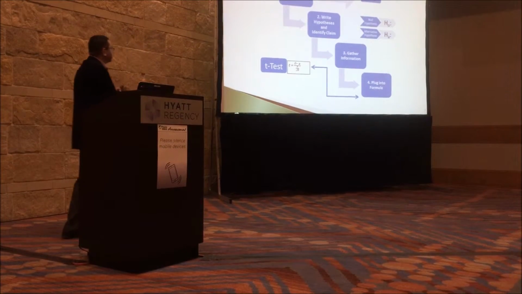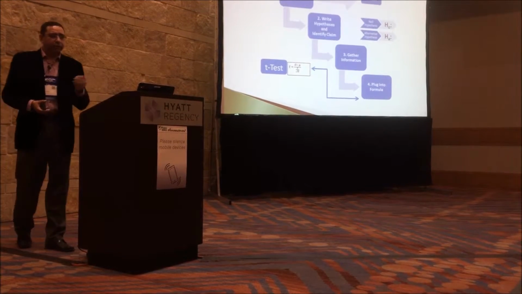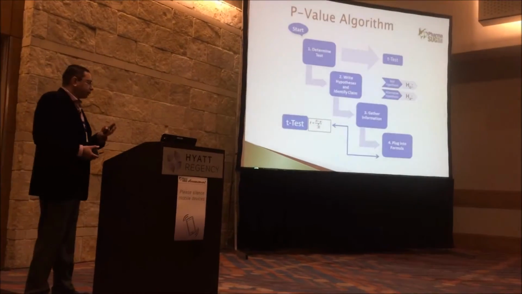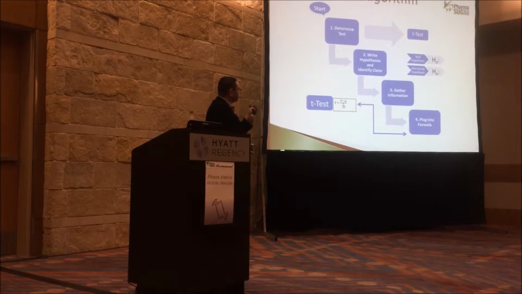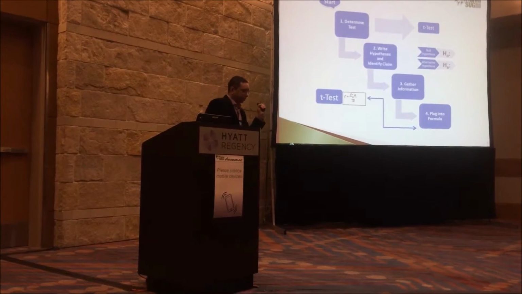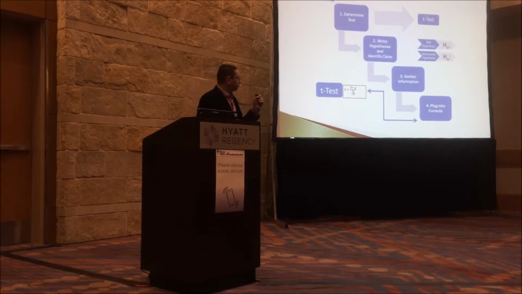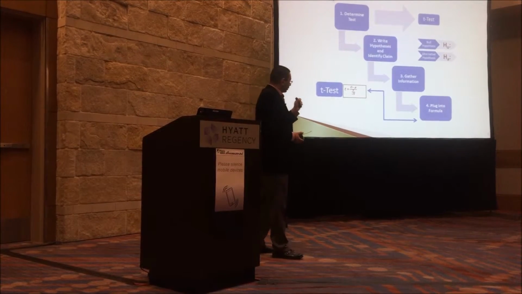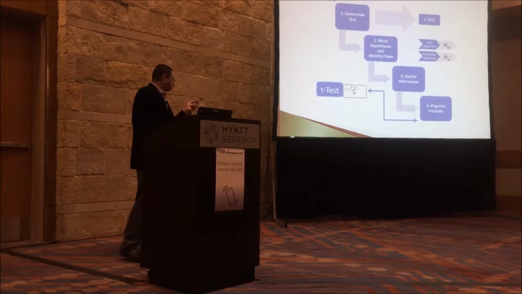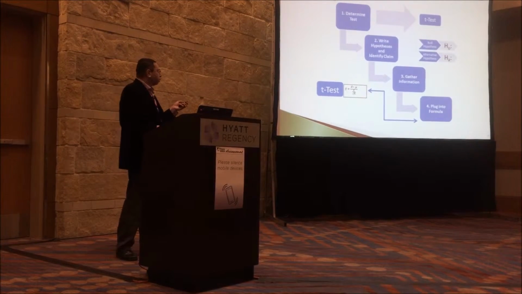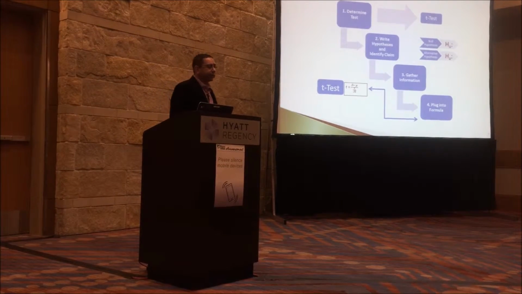We write a hypothesis, identify claims that this will happen or this will not happen, and the hypothesis will be a null hypothesis and an alternate hypothesis. Null is always H0 and alternate is always HA. Once we determine the hypothesis, we gather information through clinical trial data.